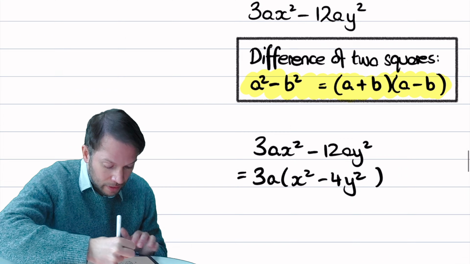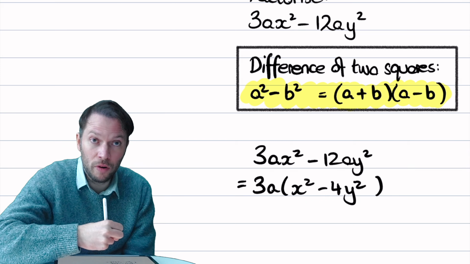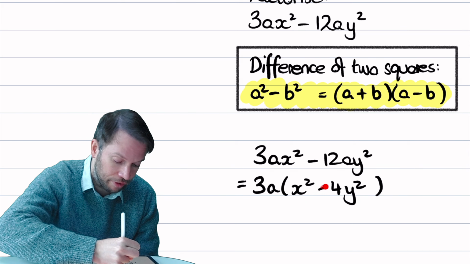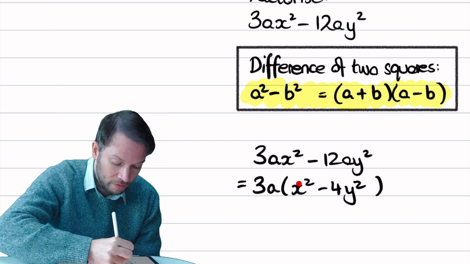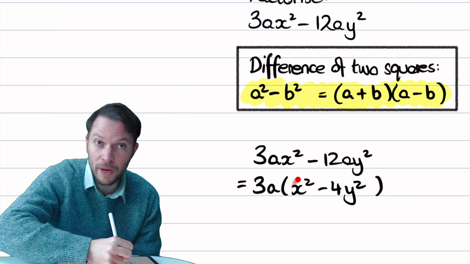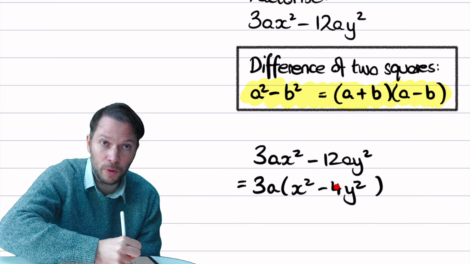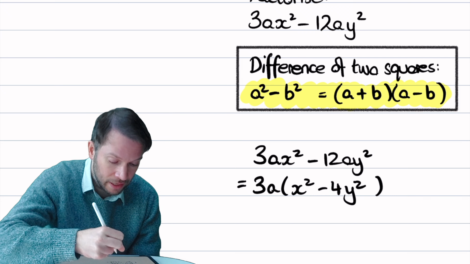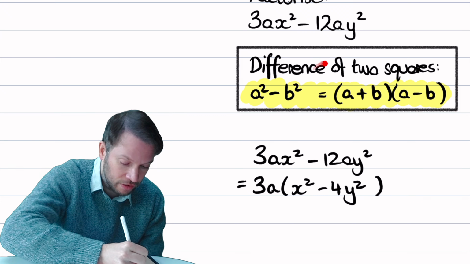Now, this expression here is an example of the difference of two squares. Look, it's a difference, it's a subtraction of two squared things. X squared is something squared, 4 is a square number, y squared is something squared. So it's therefore the difference of two squares.